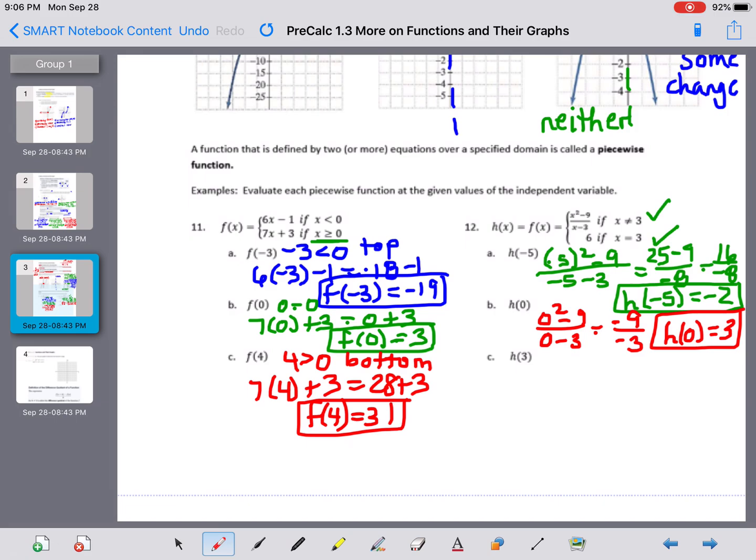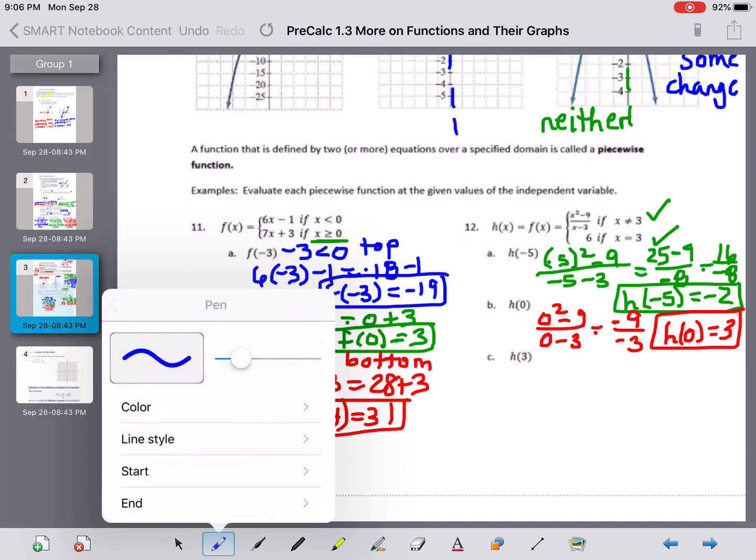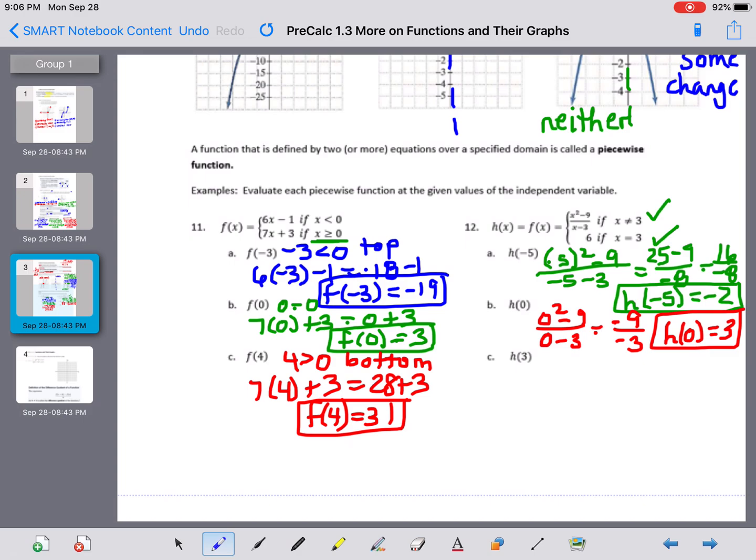All right. The last one, don't overthink it. It says, what is the function at h equals 3? Well, it tells us if x equals 3, then my function equals 6. So I just put equals 6. There's no work to do, okay?